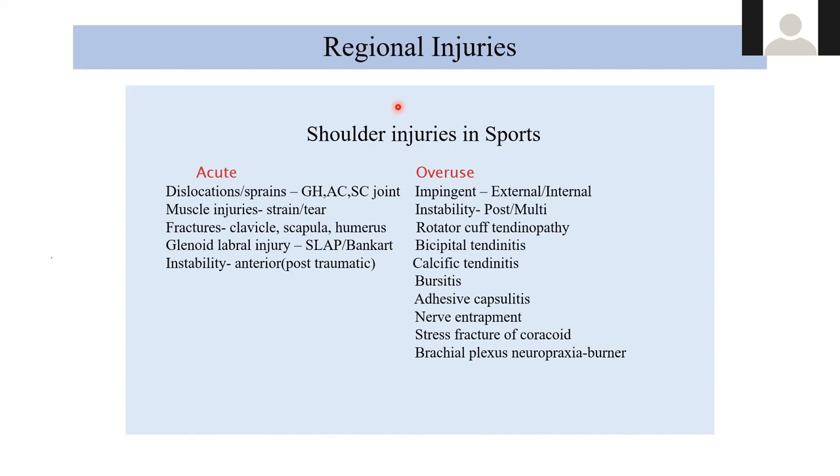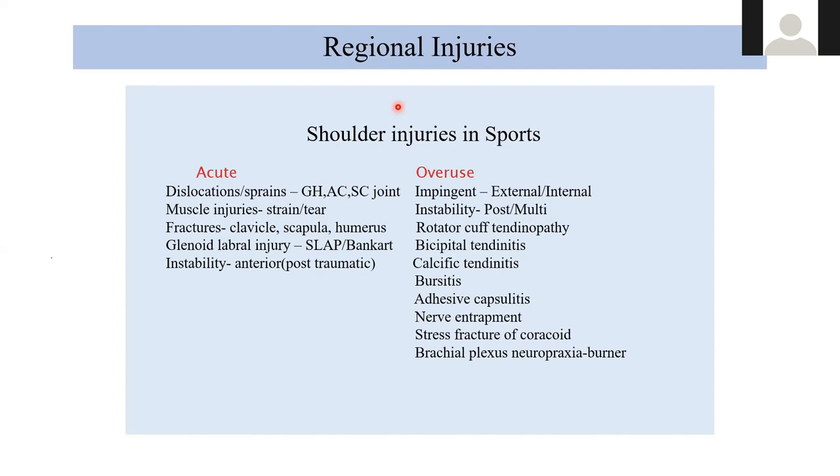Rotator cuff tendinopathies are the commonest cause of impingement, and one of the commonest conditions in racket sports and swimmers. Then bicipital tendinitis, where the biceps tendon goes through the bicipital groove and gets recurrent strain, causing tendinitis. Calcific tendinitis is a chronic condition, usually at the attachment of the supraspinatus at the greater tuberosity, where the tendon gets calcified and causes severe pain.